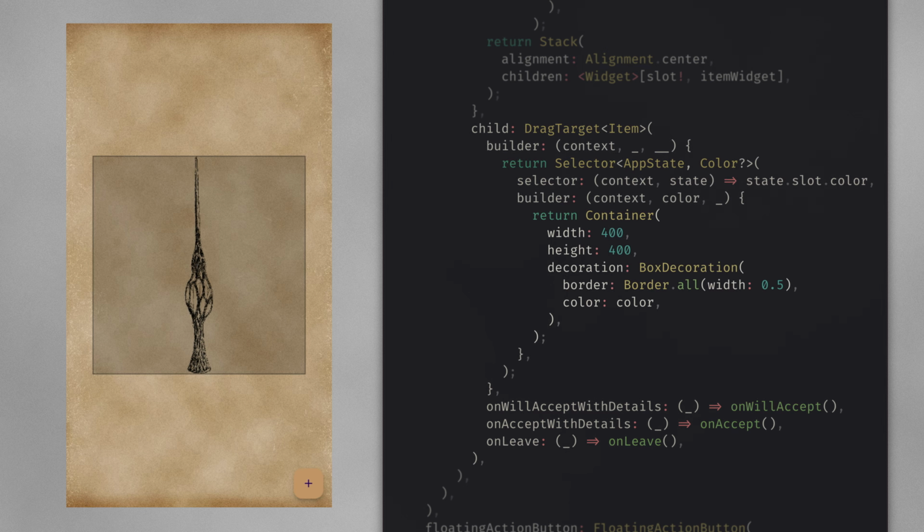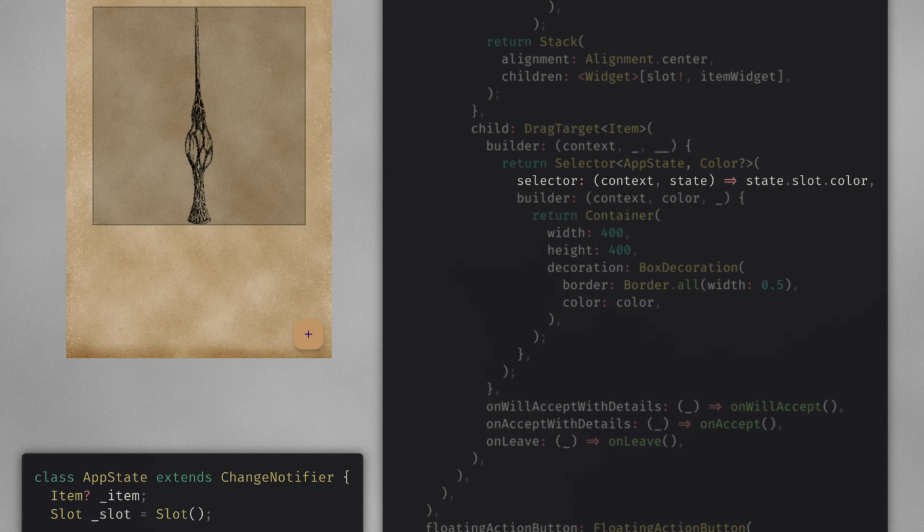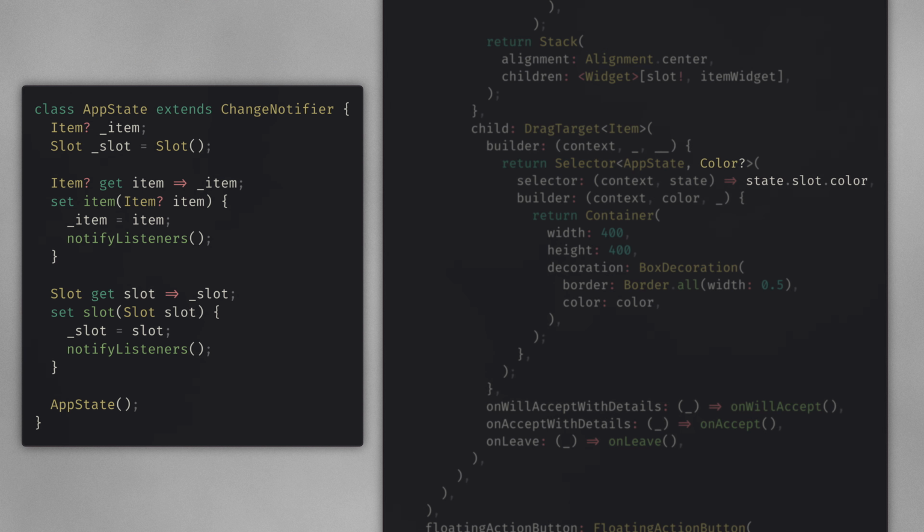In terms of its visuals, the drag target is just a simple container with a fixed size, a neat border, and a color. You might recognize this selector setup here that allows the front end to listen to changes in the slot color from the app state.